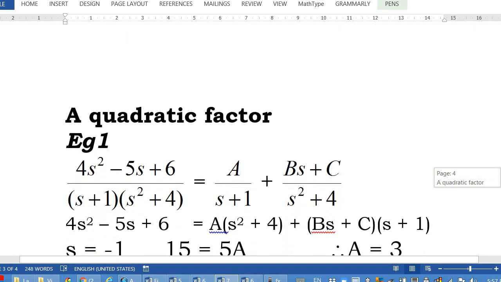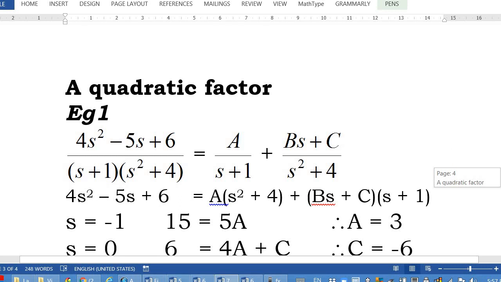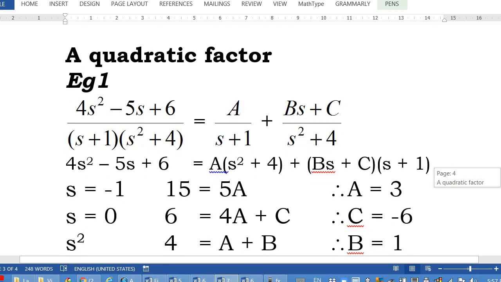And then we have the quadratic factor. Lastly, we have the quadratic factor: 4s squared minus 5s plus 6 over (s plus 1)(s squared plus 4). Quadratic here, s power 2. So we have a quadratic term. Hence, for the linear term, we break it into A over s plus 1. For the quadratic term, as I said, you have s squared plus 4.